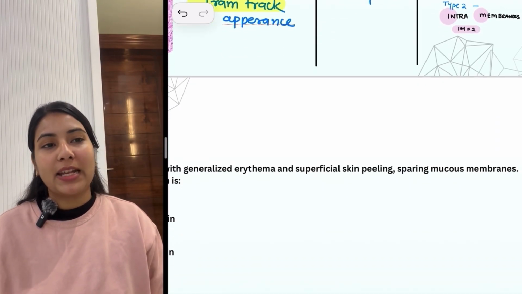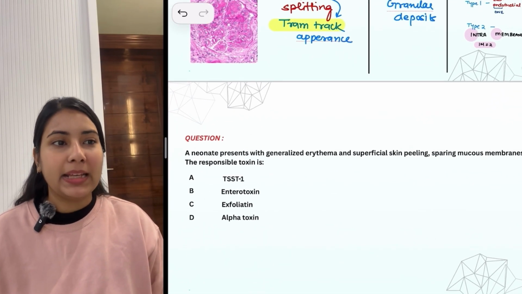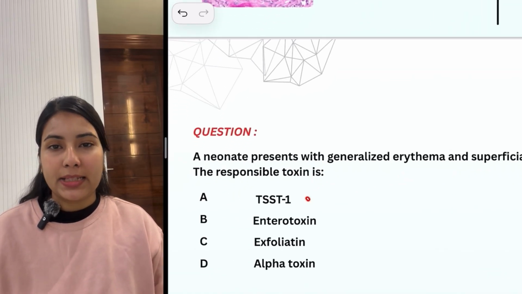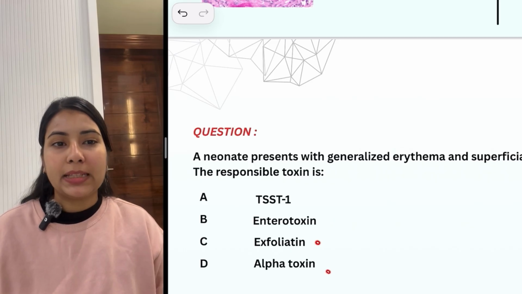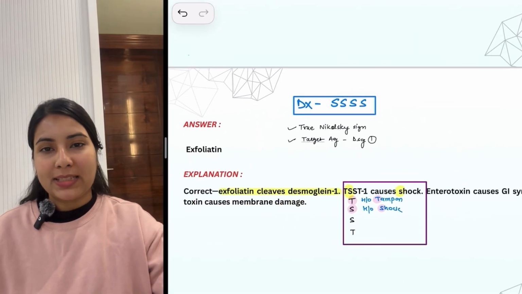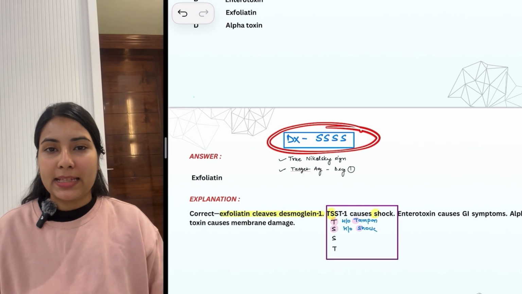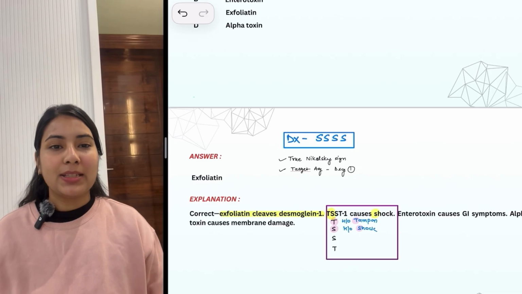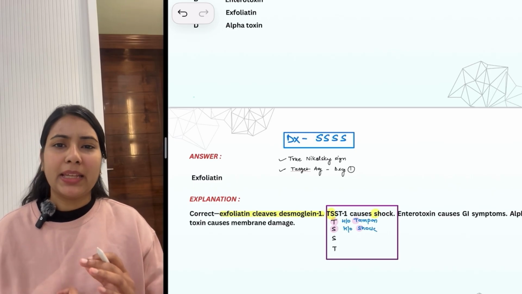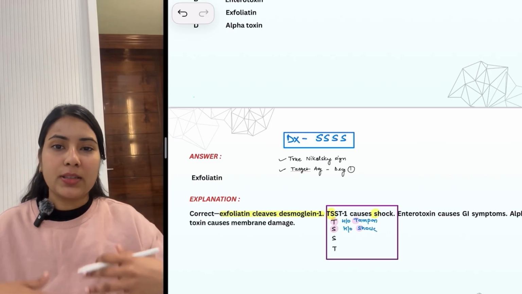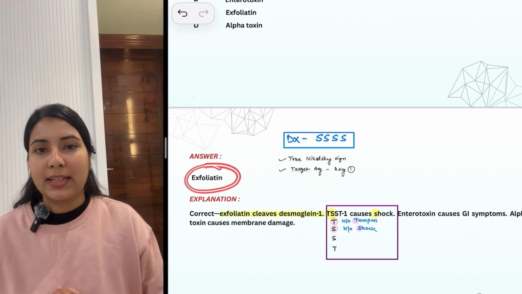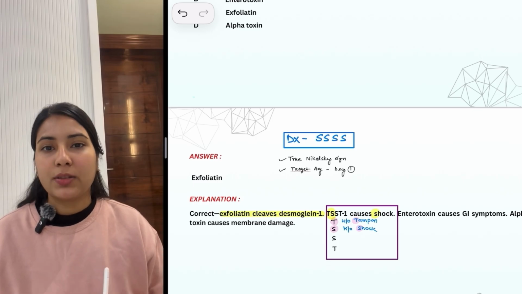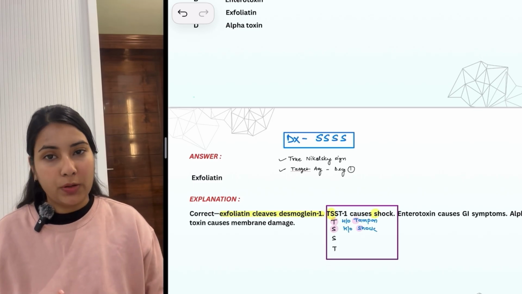A neonate presents with generalized erythema and superficial skin peeling, sparing the mucous membrane. The responsible toxin is, your options are TSST1, enterotoxin, exfoliatin and alpha toxin. So you must have made the diagnosis that this is SSSS, that is staphylococcal scalded skin syndrome. So here you have the toxin exfoliatin. We will remember that exfoliating is exfoliation, that your skin is getting removed. So the answer is exfoliatin. This exfoliatin cleaves the target antigen, that is desmoglein 1. So there's superficial peeling of the skin and there's a true Nikolsky sign.